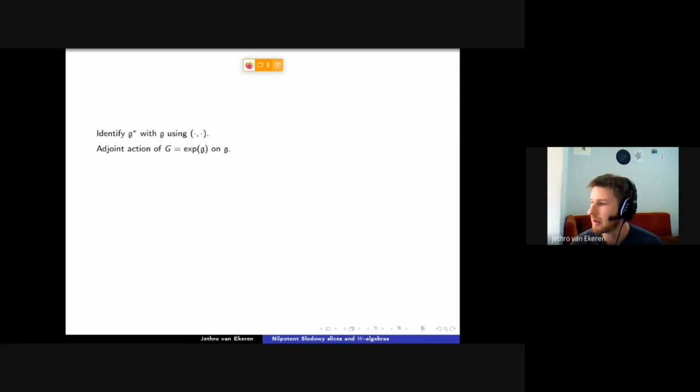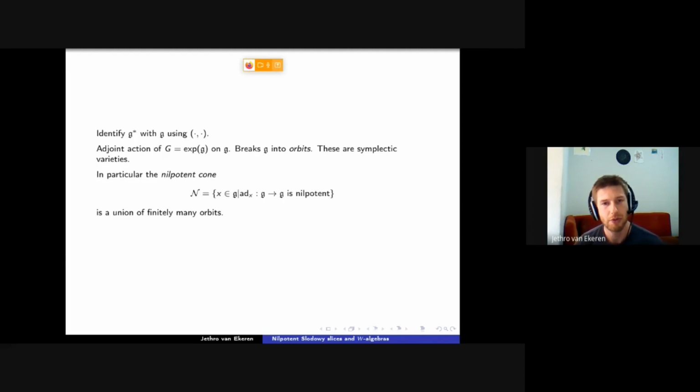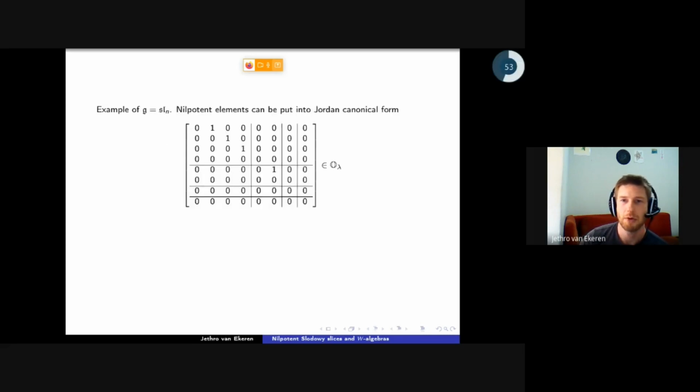So other Poisson varieties appear as well. If we look at G under the action of the adjoint group, then it breaks up into so-called adjoint orbits. And these are all symplectic varieties inside G. And of particular interest are the so-called nilpotent cones. This is the set of all nilpotent elements. And this turns out to be a union of finitely many adjoint orbits. So for example, for SL_N, a nilpotent element can, as can any element, be put into Jordan canonical form. And then it's completely determined up to equivalence by the sizes of the Jordan blocks. So we can associate to the nilpotent element in this way a partition of N. And this turns out to be a bijection. There's a bijection between the partitions of N and the set of nilpotent orbits in SL_N.